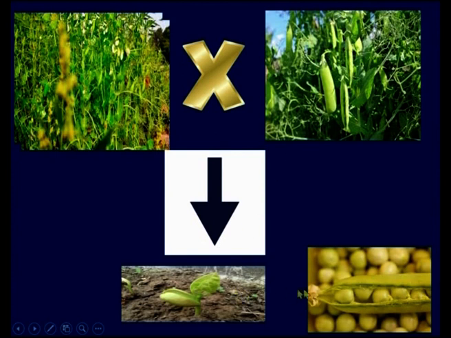Dear students, here we can find the plant producing yellow color seeds. Yellow color seeds are produced. When you talk about the cross between two different plants with yellow seed and green seed, what color seed is actually achieved in the F1 generation, in the offsprings? It is yellow color seed.